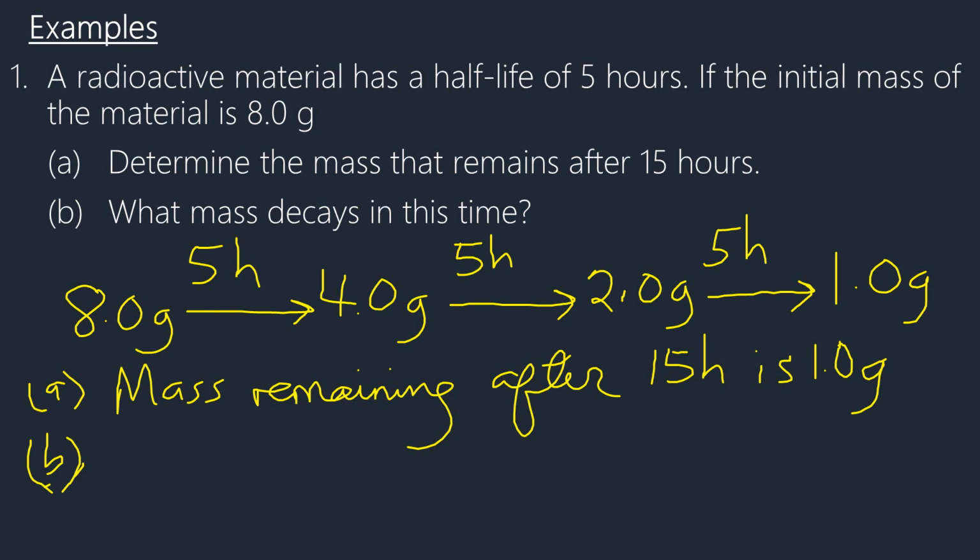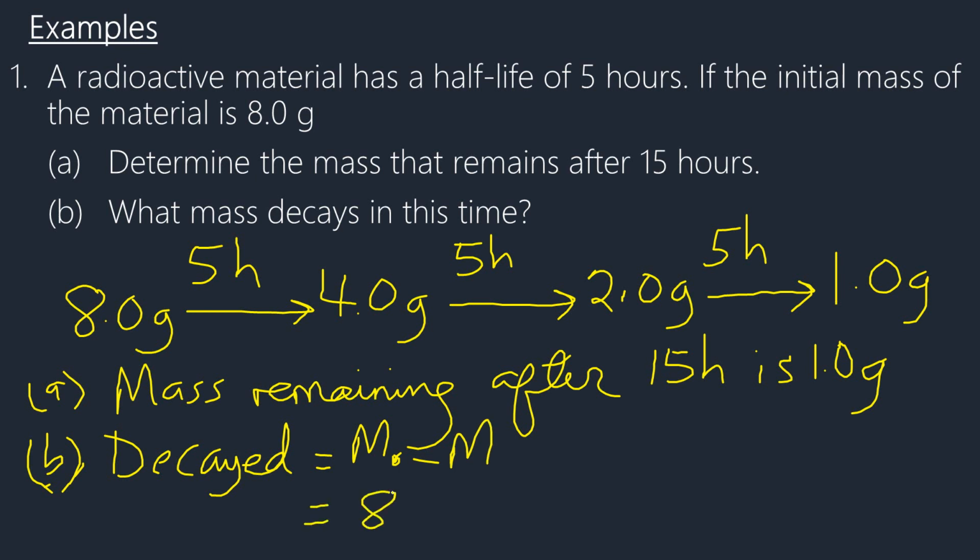So the mass decayed, remember we said, is equal to the original mass m0 minus the mass which is remaining. What was our original mass? It was 8 grams. So minus the mass remaining, which is 1.0 grams. From which we realize that the mass which has decayed now is 7.0 grams in this time. Okay.